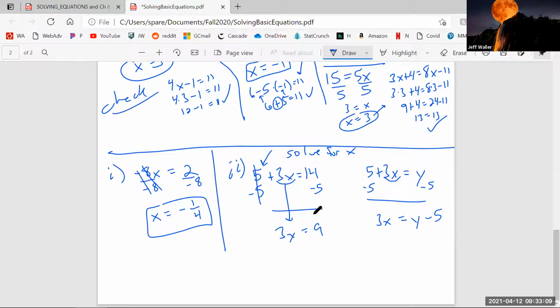Now what's the next step here? Divide by 3. Done. And what's the next step here? For the same reason, right? Divide by 3 again. I still want to get x by itself. So divide both sides by 3.